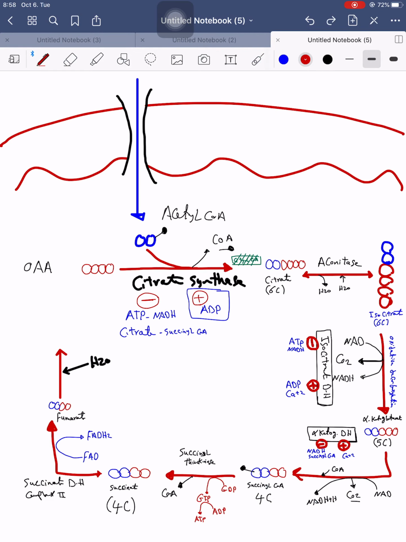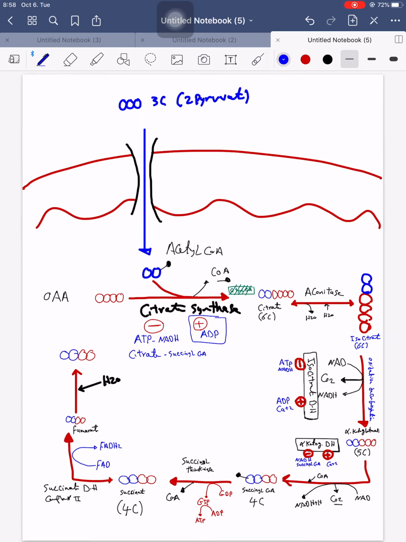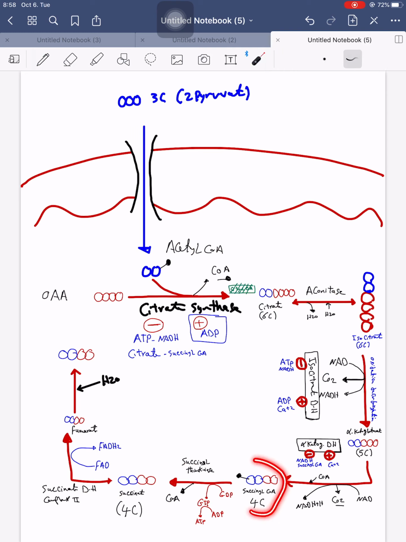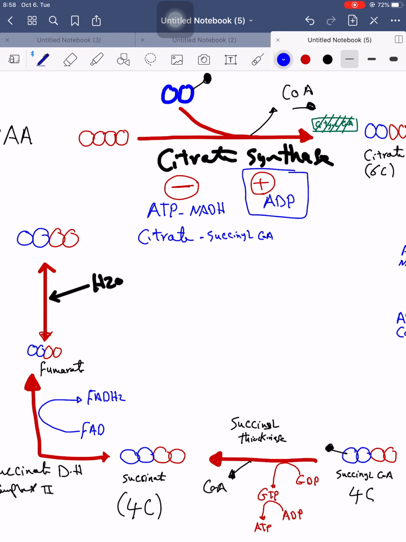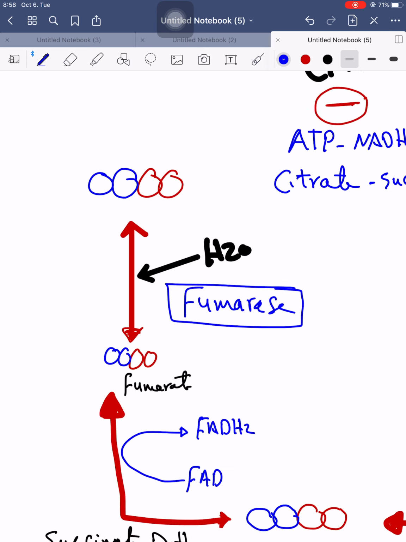Here we have 4 carbons. After succinyl, and the last CO2 lost from alpha ketoglutarate, everything is 4 carbon, and we just make a change in the structure. This is reversible, and the enzyme which does this is called fumarase. So the fumarase enzyme makes hydration of fumarate to produce malate.